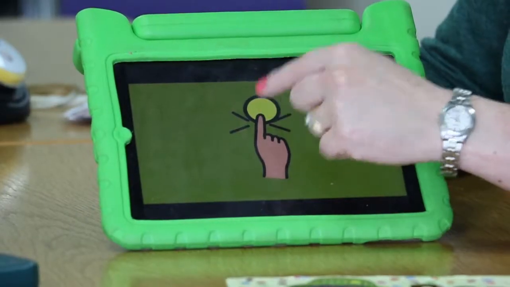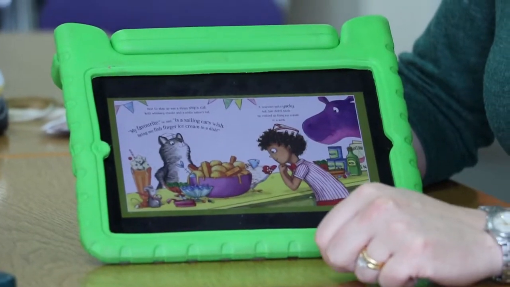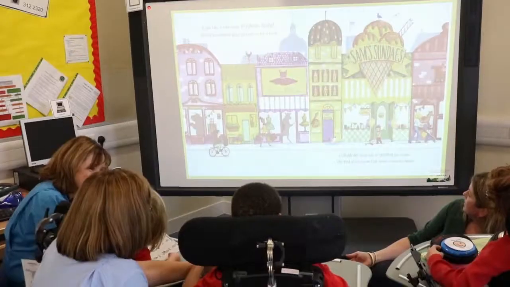And then they have the visual prompt to touch the screen to turn to the next page, and also an auditory prompt so they can listen and hear for it coming, particularly good for pupils with a visual difficulty. When they touch the screen, the next page is read.